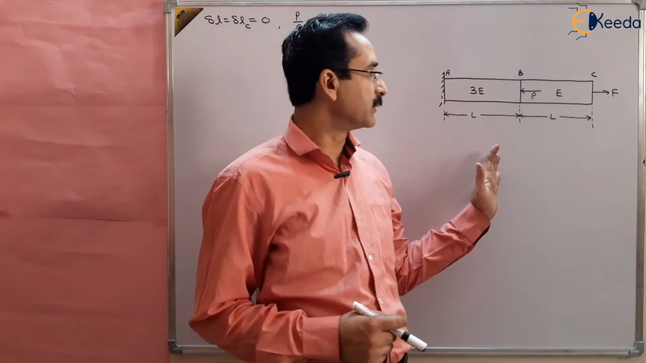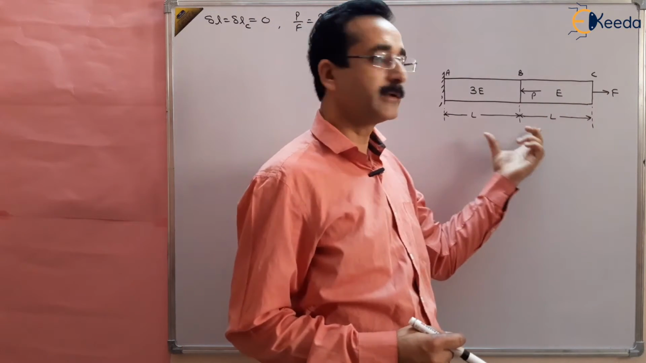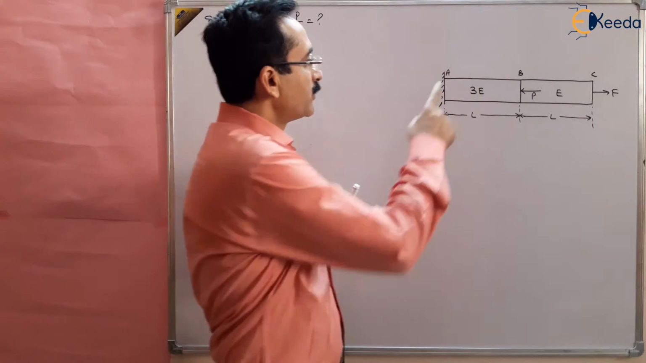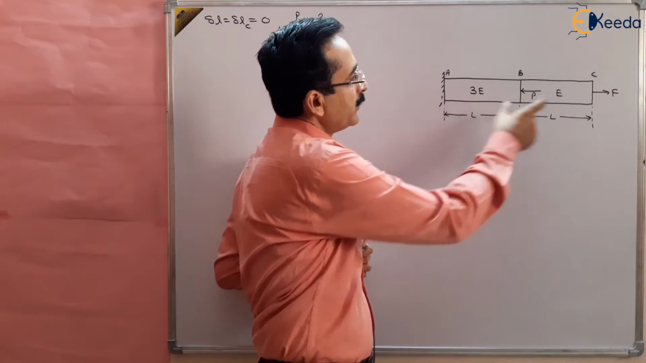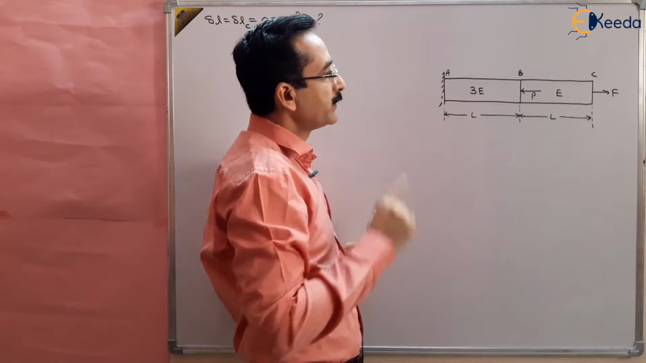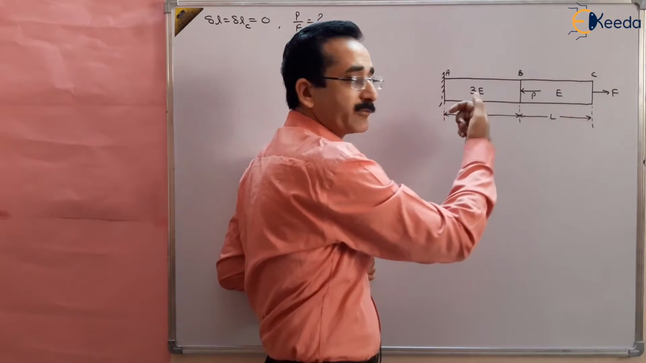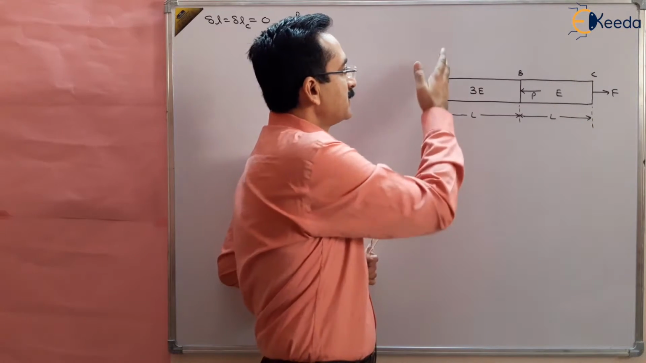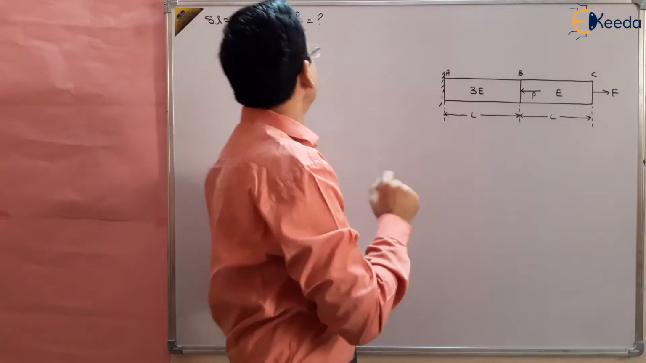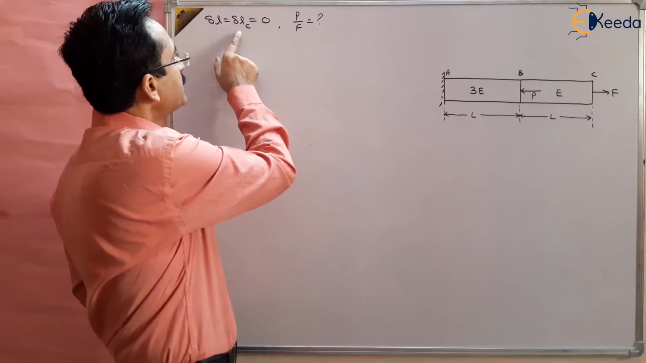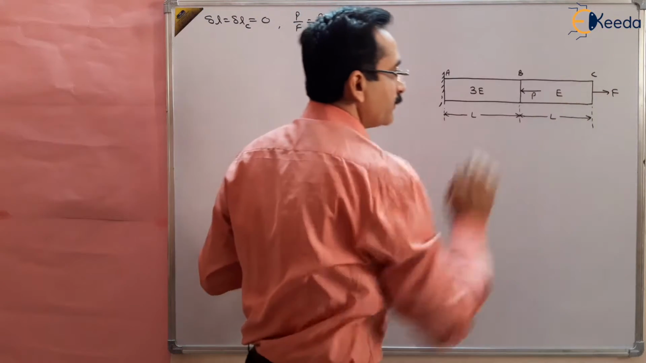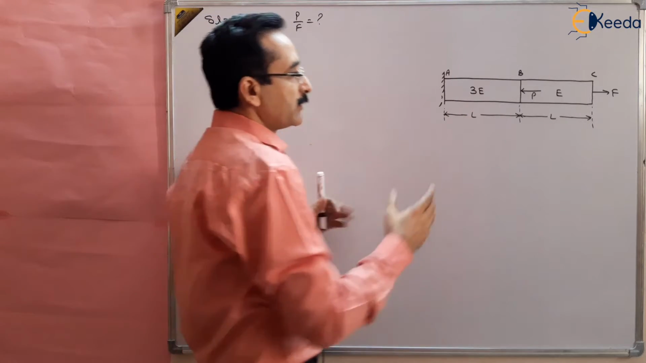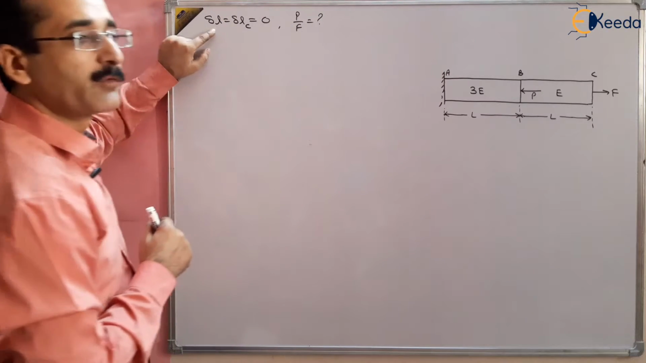In this question we are given a horizontal bar of total length 2L which is divided into two parts AB and BC. The modulus of elasticity of AB is 3 times E and of BC is E. The load applied at B is P in the leftward direction and the load applied at C is F in the rightward direction. It is fixed at this point. We have to find out the P by F ratio if the deformation of point C is 0. The deformation of point C is 0 and it is fixed here. It means that there is no deformation actually. The total deformation in the bar is 0. That's why I wrote total deformation delta L.